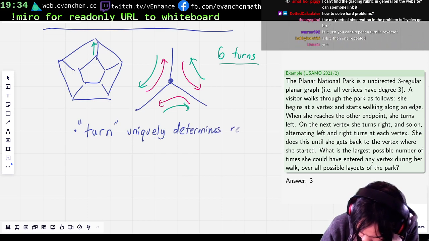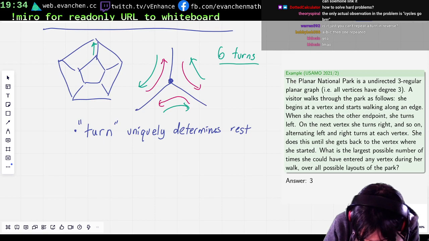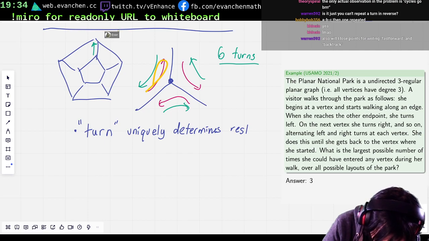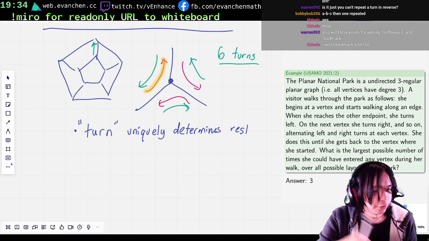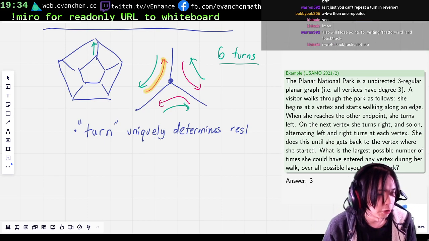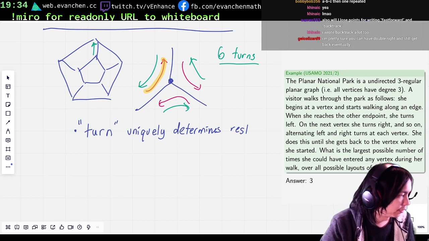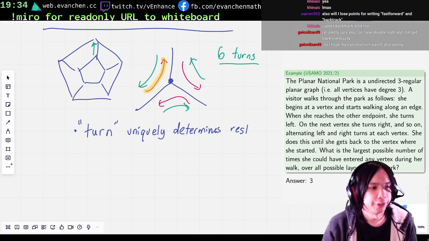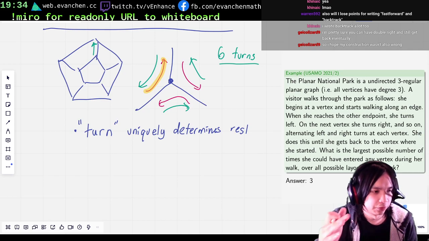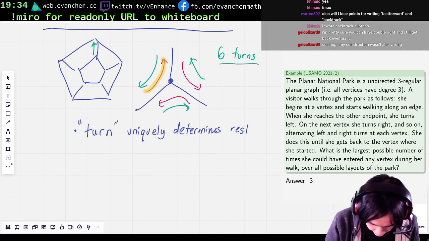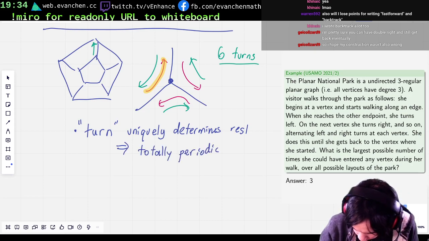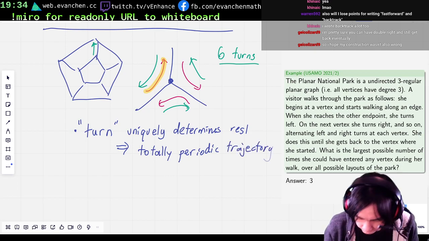What I mean by this is, if you know, for example, that the visitor turns like this, if you know this turn shows up, then it uniquely determines the rest of the path. So this automatically implies that you can't visit more than 6 times, because it tells you that the trajectory is totally periodic, not just eventually periodic, because it determines both before and after. So, totally periodic trajectory. This will give you a bound of 6.